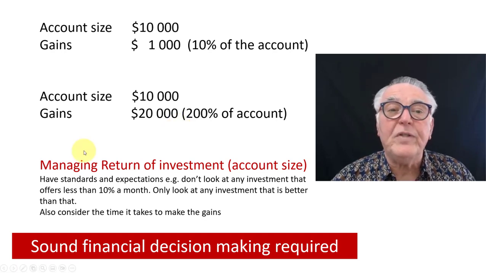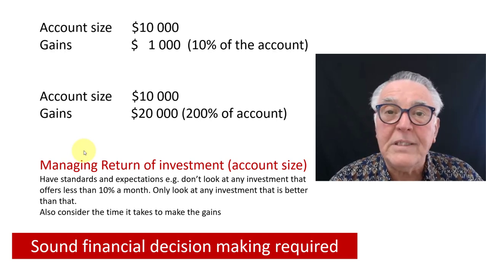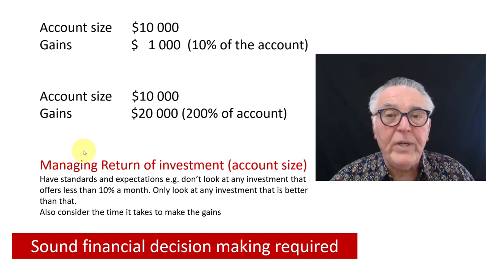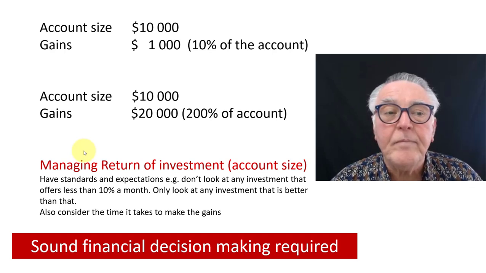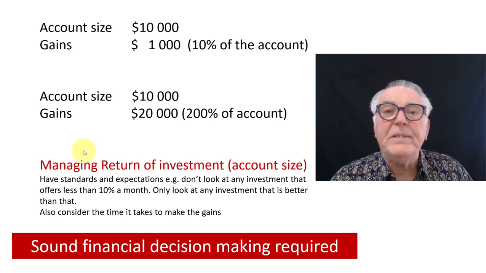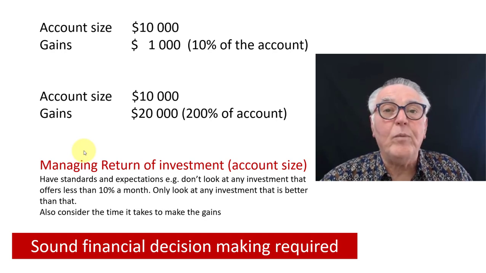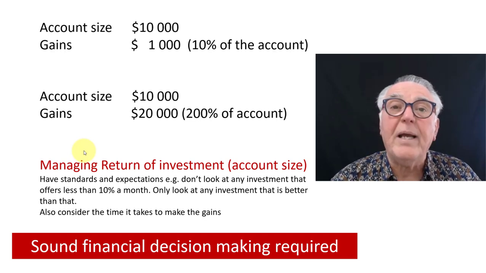How do you manage the return on investment? You only look for strategies that give you a good return on investment. And that could be anything by your own standards. Like 10% a month is pretty high, but you could be looking at that kind of investment. And once you've got that standard of 10%, let's say, and you suddenly find one of 15% or 20%, then those investments become more attractive.